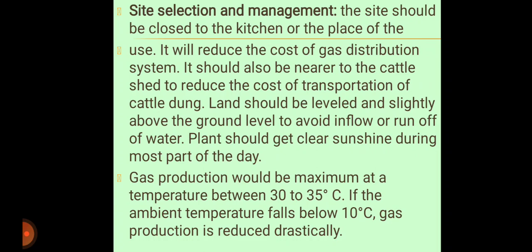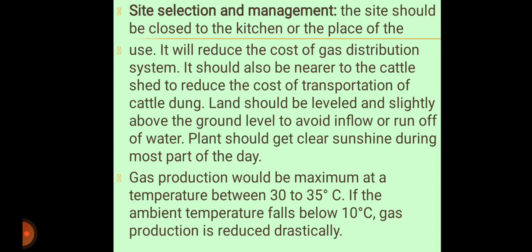The site selection and management. The site should be close to the kitchen or the place of use. It will reduce the cost of the gas distribution system. It should also be near the cattle shed to reduce the cost of transportation of cattle dung. Land should be leveled and slightly above the ground level to avoid the inflow of runoff water.